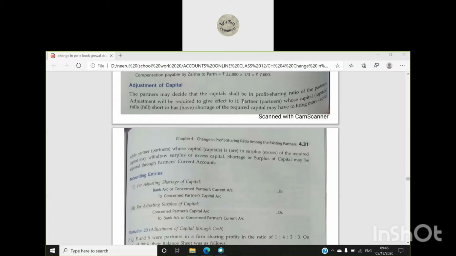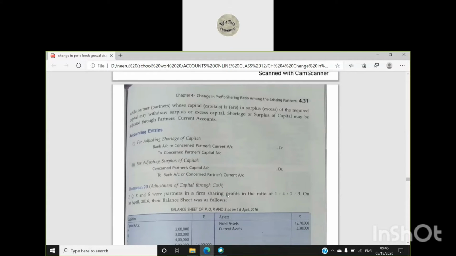The partners may decide that the capital shall be in profit sharing ratio. Adjustment will be required to give effect to it. A partner whose capital falls short of the required capital may have to bring more capital, while a partner whose capital is in surplus of the required capital may withdraw the surplus or excess capital. Shortage or surplus of capital may be adjusted through the partner's current account or it can be done in cash. It will be mentioned in the question whether you need to adjust this through the partner's current account or through cash. Now the accounting entries for shortage of capital.